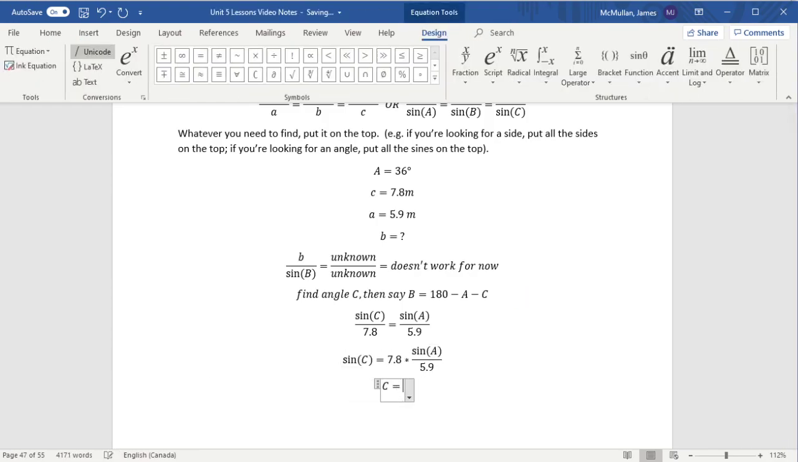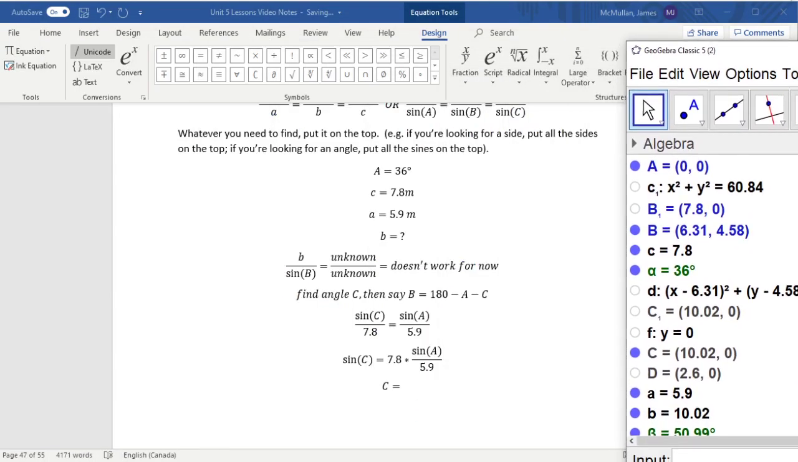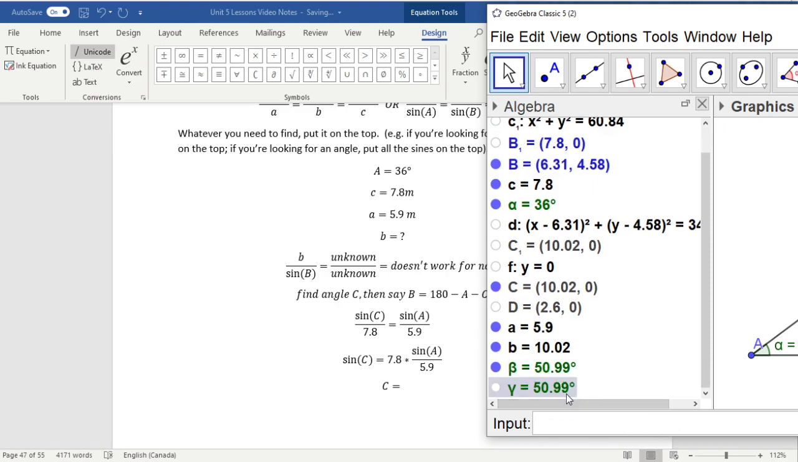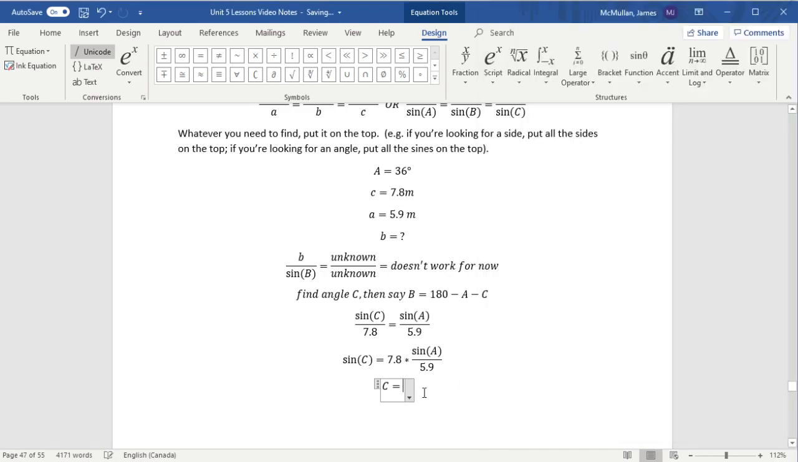And we get C is equal to, so we're just going to go back here. And we'll go inverse sine 7.8 times sine A, which was 36 degrees, and divide that by 5.9. When we do that, we get 50.99 degrees, which is, let's just say 51. Okay, so close enough, 51.